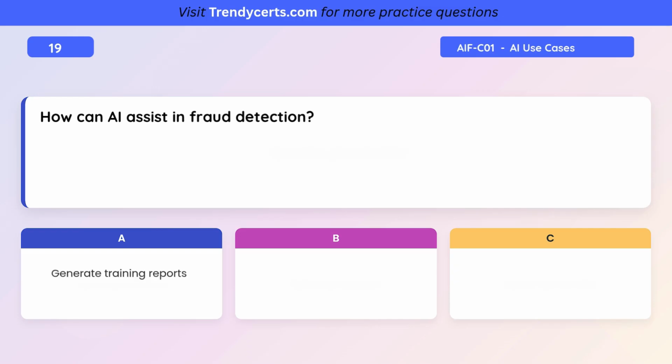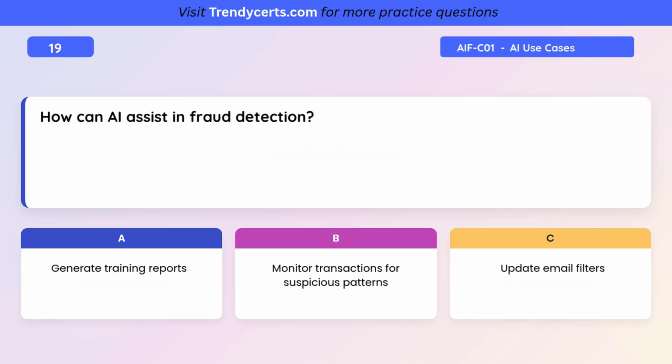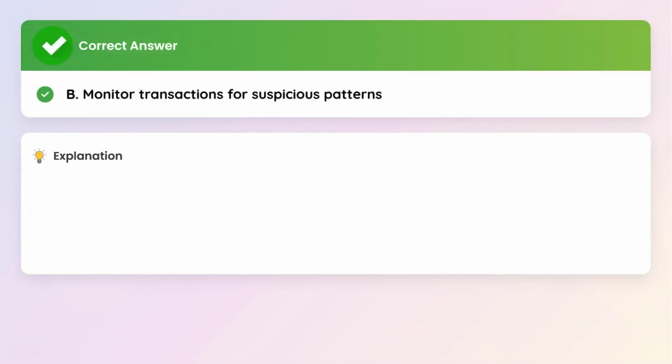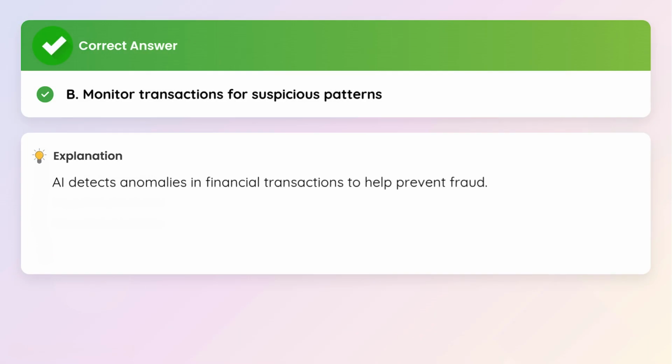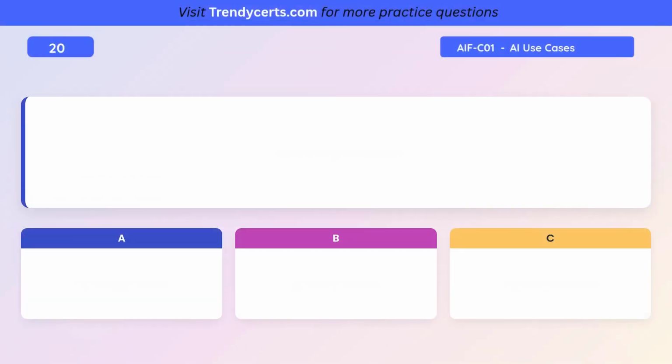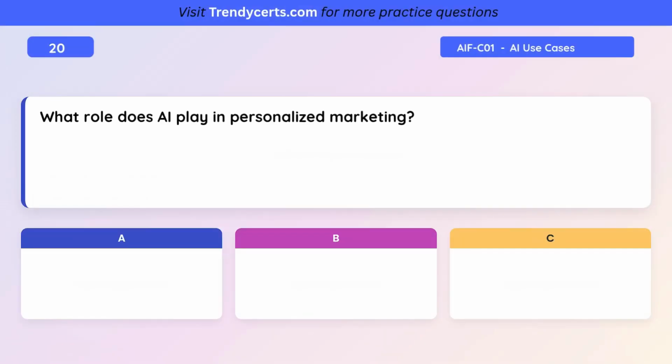Here's an important one for the financial world. How can AI assist in fraud detection? A. Generate training reports. B. Monitor transactions for suspicious patterns. C. Update email filters. The correct answer is B. Monitor transactions for suspicious patterns. AI is incredibly good at sifting through millions of transactions to spot anomalies and patterns that a human would miss. This helps banks and financial institutions identify and prevent fraudulent activity in near real time.